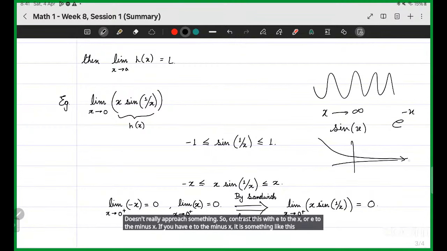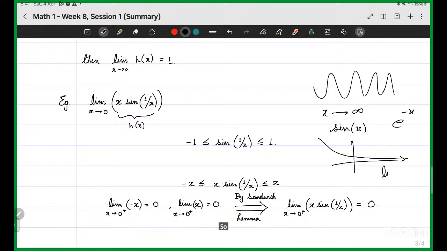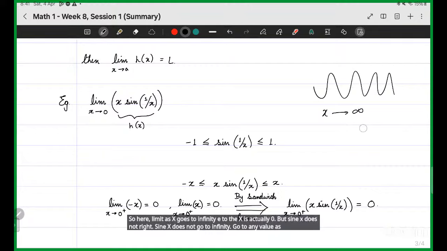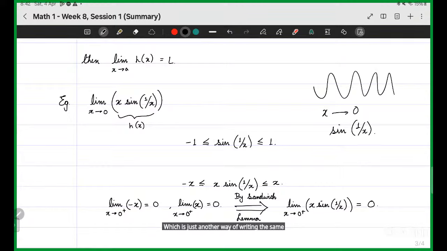Like this. As x goes to infinity, e to the x is actually 0. But sin x does not go to any value as we increase x. Here, what we are taking is the limit as x goes to 0 of sin 1 by x, which is just another way of writing the same. As x goes to 0, 1 by x goes to infinity, and the sine of that does not really approach any one particular value. Right, got it.